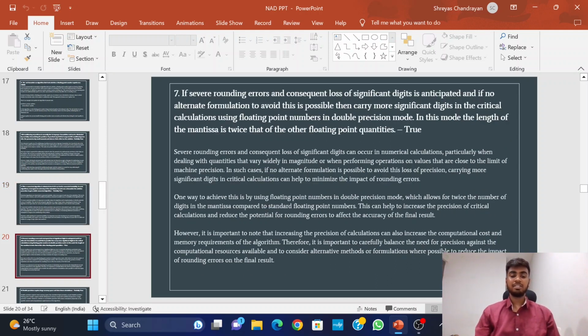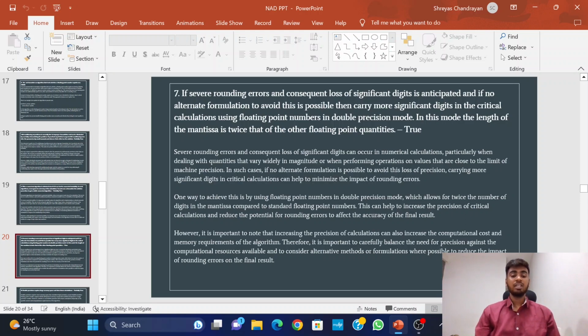The seventh statement states: if severe rounding errors and consequent loss of significant digits is anticipated, and if no alternate formulation to avoid this is possible, then carry more significant digits in a critical calculation using floating point numbers in double precision mode. In this mode, the length of the mantissa is twice that of other floating point quantities.